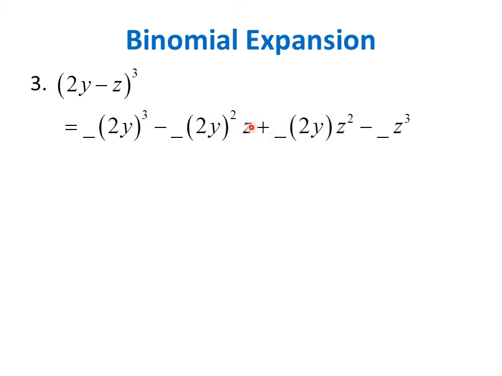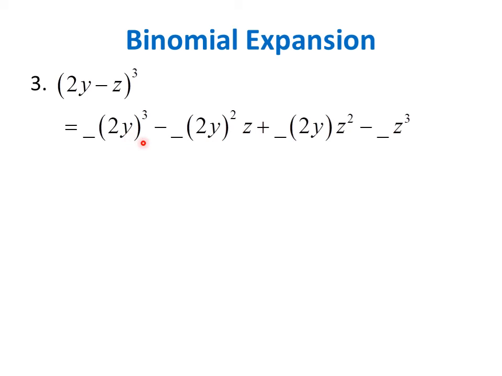Next, for this term, we have quantity 2y to the 2 minus 1. So we have the quantity 2y to the 1, or simply 2y. And then we have z to the 1 plus 1, that is z squared. Next, quantity 2y to the 1 minus 1, that is 0. So we have quantity 2y to the 0. That is 1. So we have here 1, times z to the 2 plus 1, that is z cubed. And since 2y has been eliminated in this term, this is the last term.